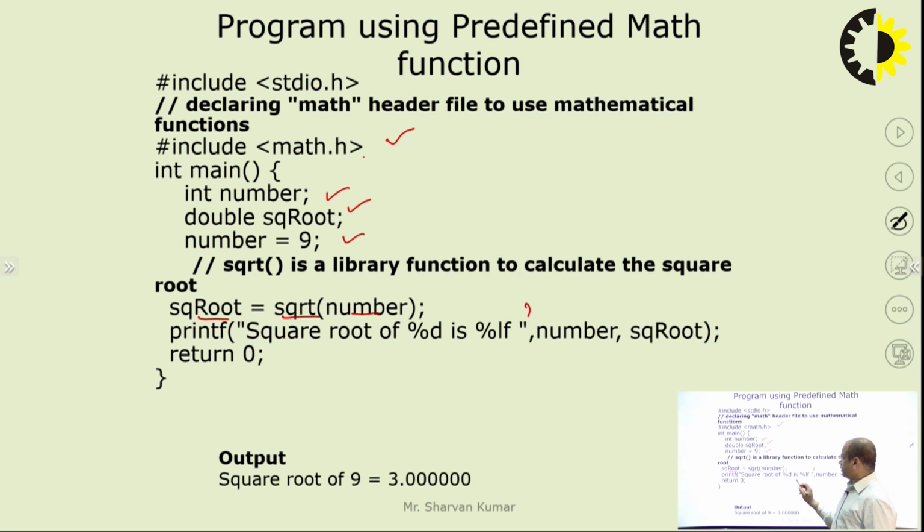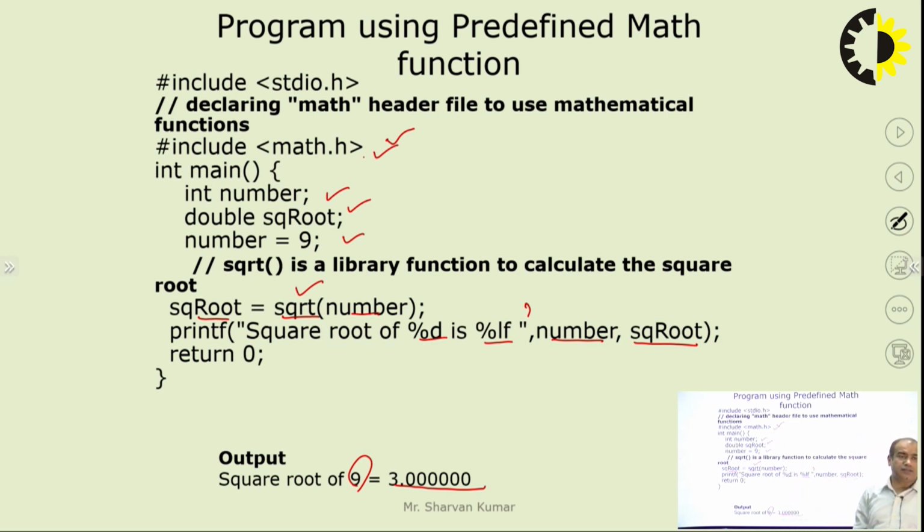When we printf this statement, the printf statement will tell the value of, first of all, the integer value, which is the number 9. Next we are going to print the value of the double value, which is the square root. The root value will be automatically calculated by the sqrt function, which is defined in the math library.